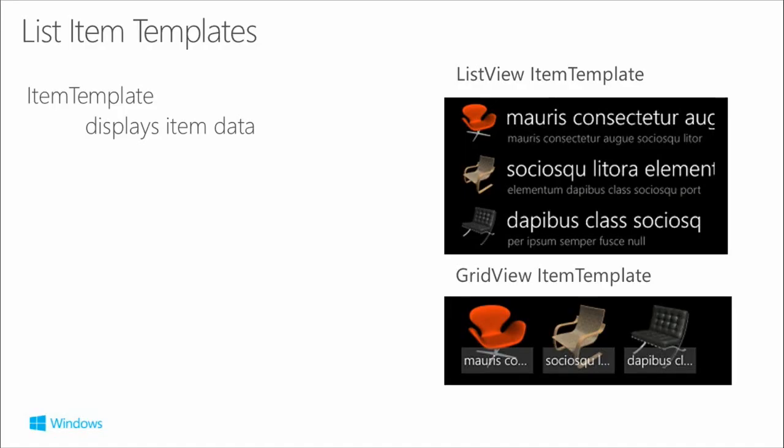The item template is where we live most of our lives. Here you see a list view item template as well as a grid view item template, and it just simply displays the item data. The images that we see here are images that are associated with the object. They've been rendered on the left-hand side for the list view item template, and then they take up the bulk of the template with the grid view.